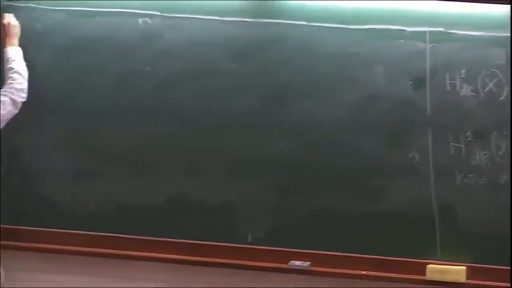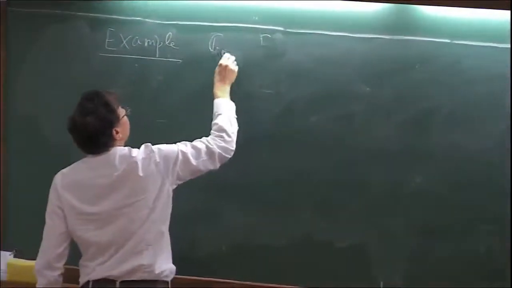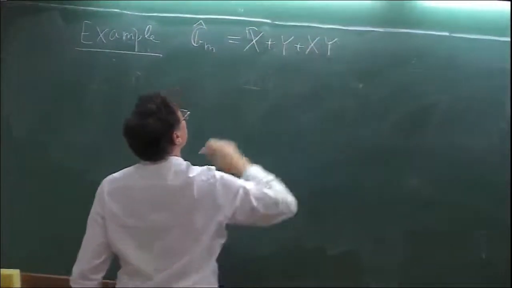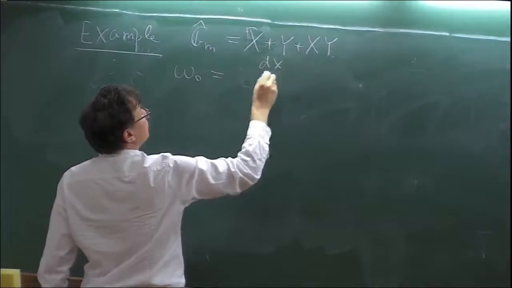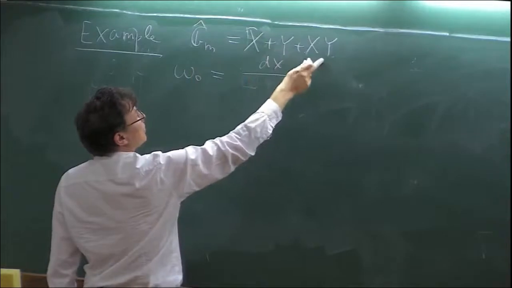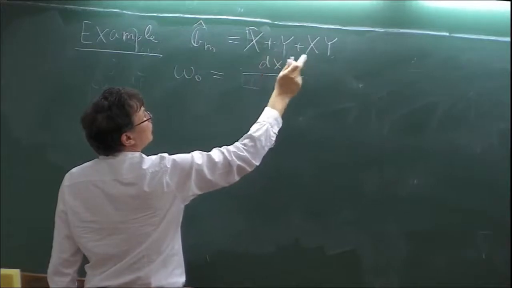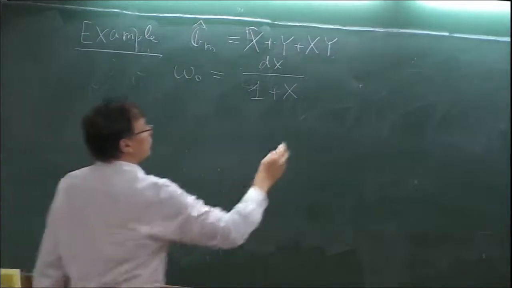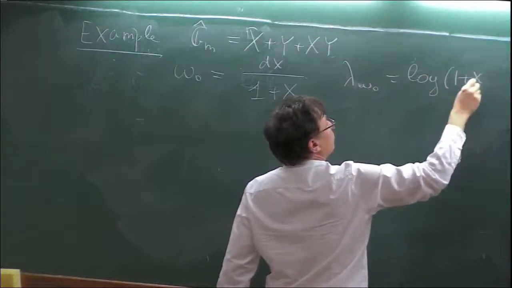So, example, if we consider the multiplicative formal group law, then omega 0, so we divide dx by the derivative of this power series with respect to y, and evaluate it at y equal to 1, so we get 1 plus x, and lambda omega 0 is the logarithm of 1 plus x.